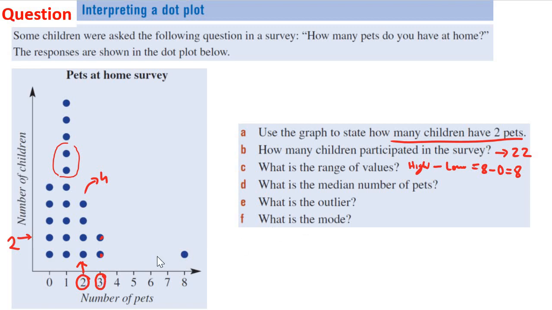Next, what is the mode? For finding the mode, you have to see the highest column. So this is the highest column. Remember, we talked about the highest column, and this is just 1. So the mode is only 1 pet over here. So this is how this question is answered. Students, I have marked the answer: median 1, mode 1, and this is the outlier.